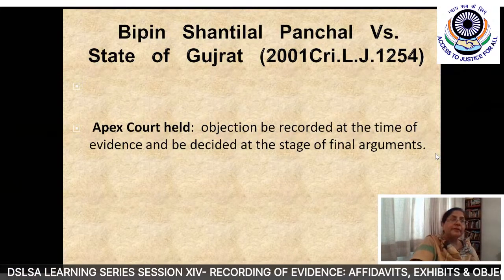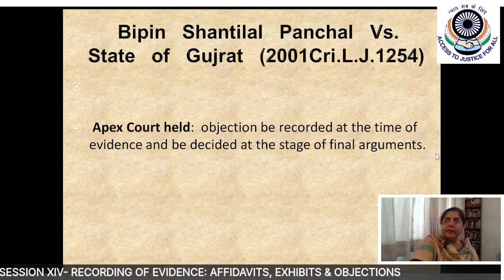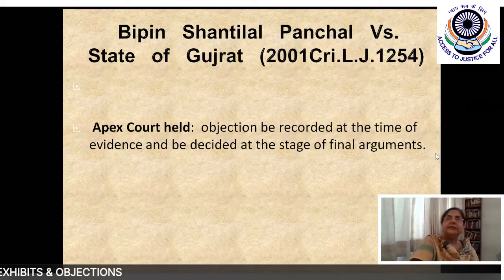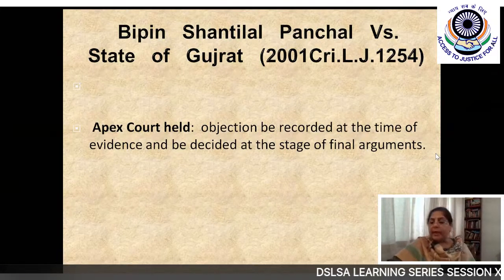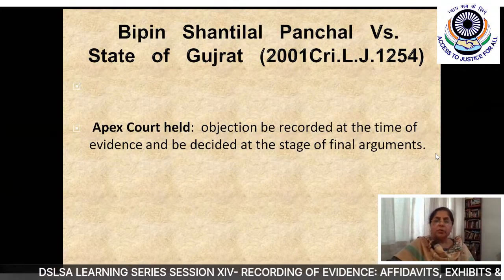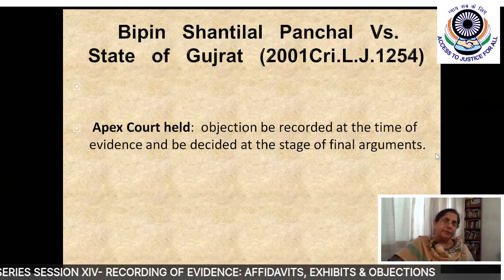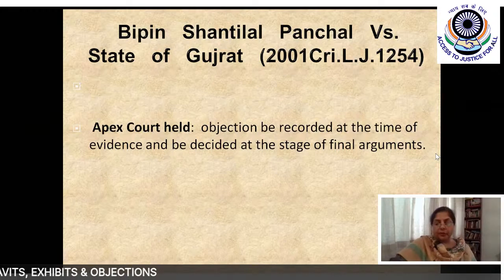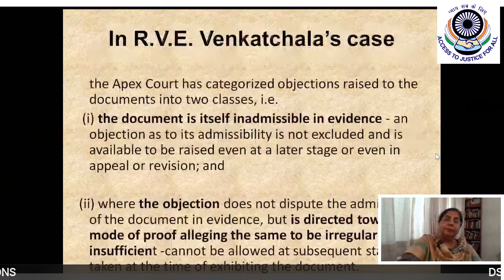They said that if we decide an objection every time, there is a tendency to go in revision, challenging the finding on the objection, and this can derail the whole trial. It is not required. We may note the objection, which may be taken up at the stage of final arguments. This also preserves your right of challenging it in appeal.